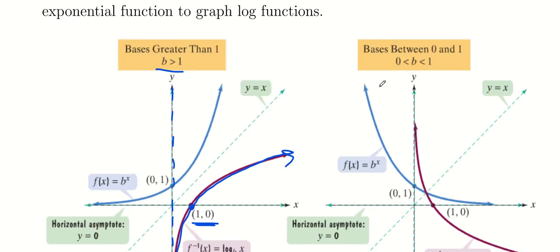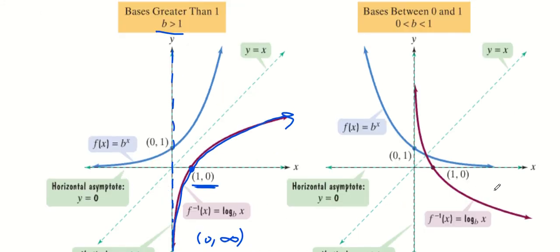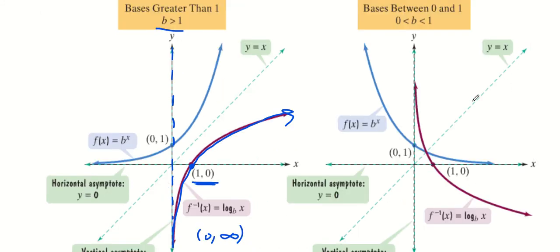On the other hand, if we recall the graph of b to the x, when the base was between 0 and 1, that exponential graph looks something like this. If we again take it and reflect it about the line y equals x, we would get a shape that looks like this, which would be our graph of log base b of x for b between 0 and 1. Some of the common key features that we also see again is that it has a vertical asymptote at x equals 0, like this.